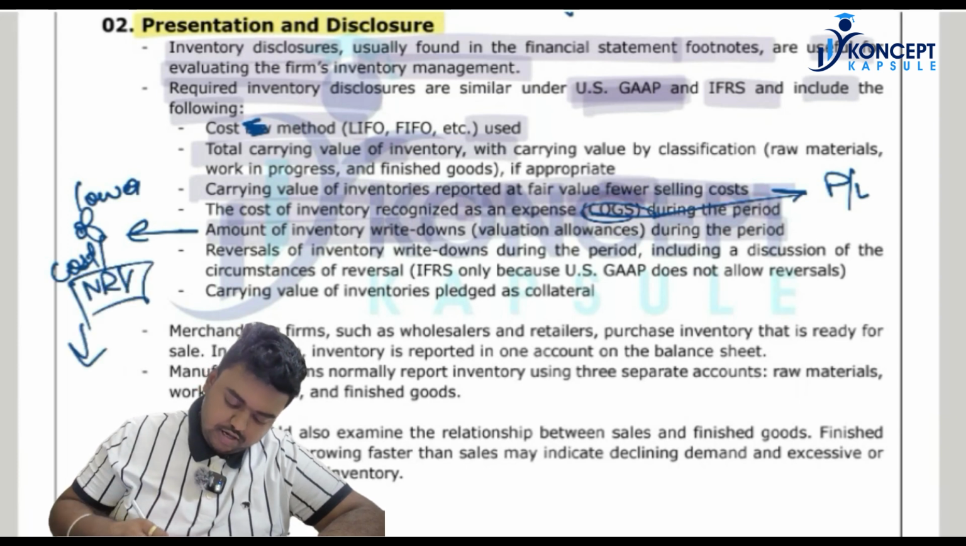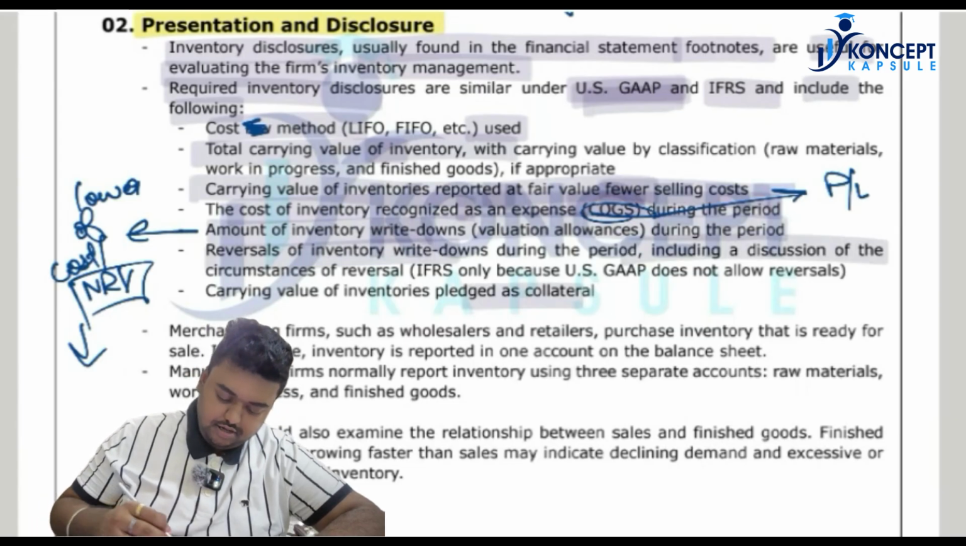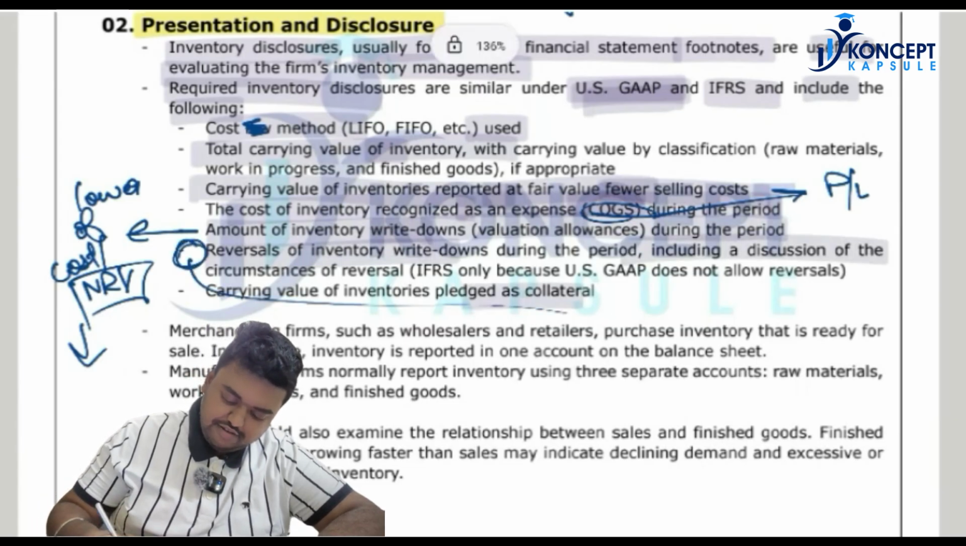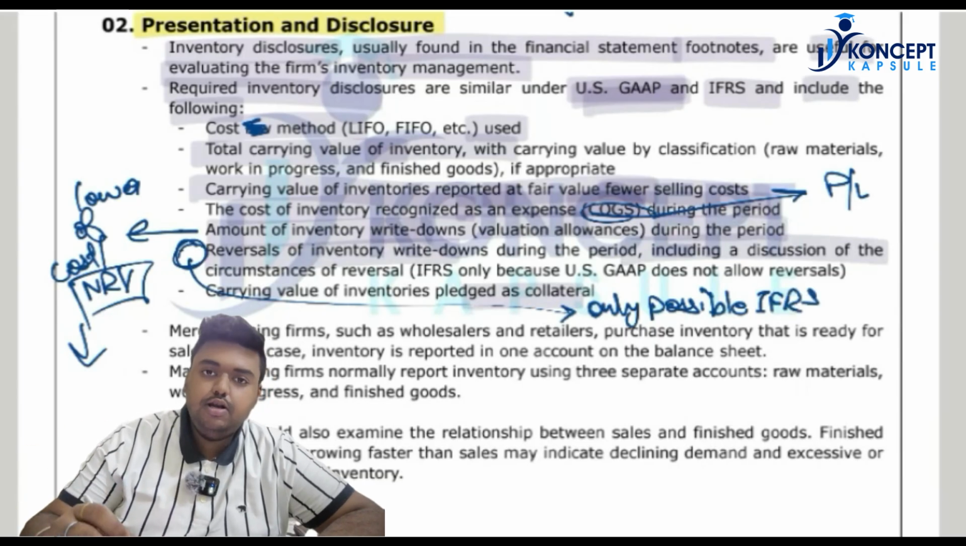Reversal of inventory write-down, basically write-ups during the period. Guys, this is only possible in IFRS. Only possible in IFRS. Why? Because in US GAAP, inventory write-ups are not possible. So reversal of write-downs cannot happen.